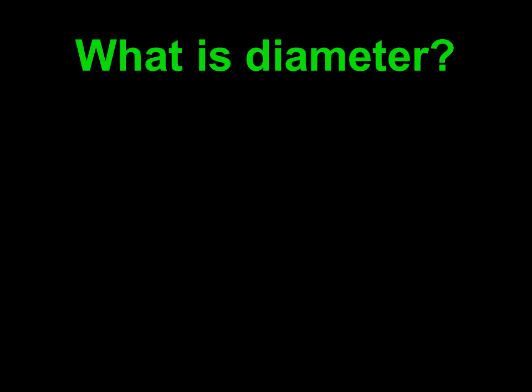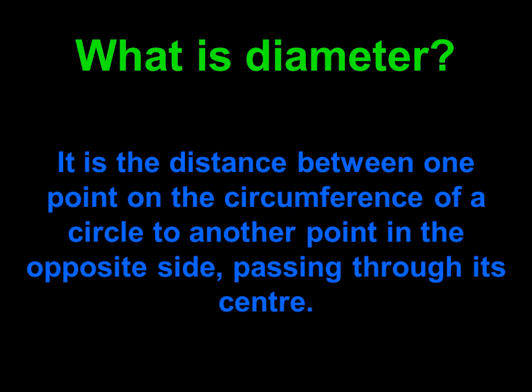Next, what is a diameter? A diameter is the distance between one point on the circumference of a circle to another point on the opposite side, passing through its center. From these two definitions, we can conclude that radius is half the diameter, or the diameter is twice the radius.